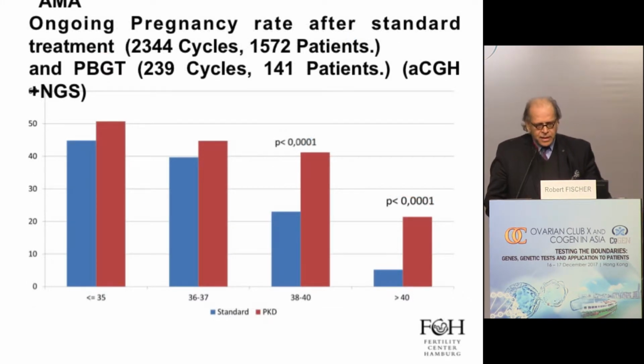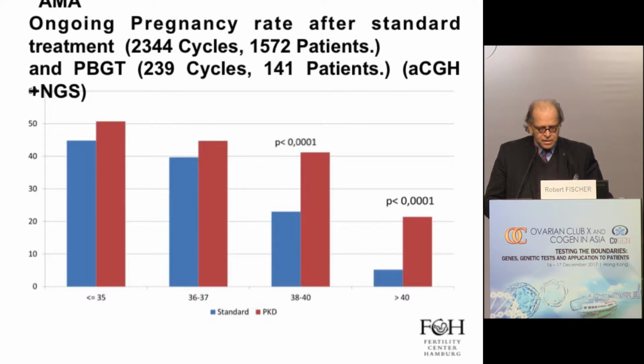Now, during the years, and here I only take the aCGH and the NGS results, we compared, in advanced maternal age, the ongoing pregnancy rate to patients who did not want to have polar body genetic screening. We offer polar body genetic screening for patients above the age of 38, and the patient can decide if they want to take advantage of that. During the same time, you can see here the red bars are the ones that have been screened, and the blue ones are the ones who just received the embryos back without screening.